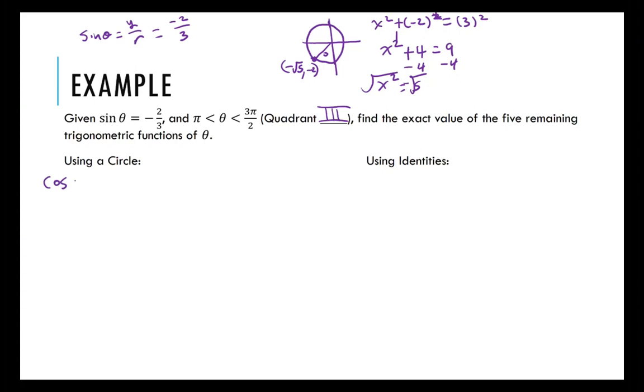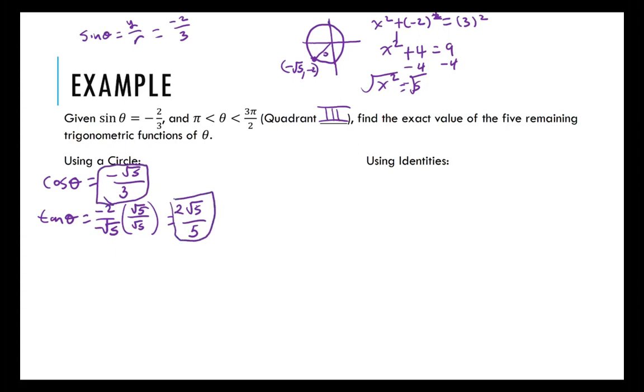We get cosine of theta is x over r, or negative root 5 divided by 3. We get that tangent of theta is equal to y divided by r, or negative 2 divided by negative root 5. And if you needed to rationalize, multiply by root 5 over root 5. Negative divided by negative is going to give us positive, and then 2 root 5 is 2 root 5. Root 5 times root 5 is just 5, and so there's tangent. So we've got cosine of theta, tangent of theta.